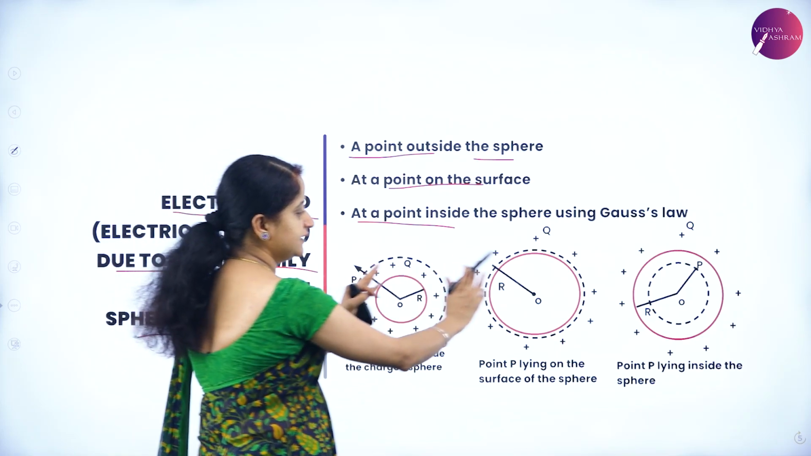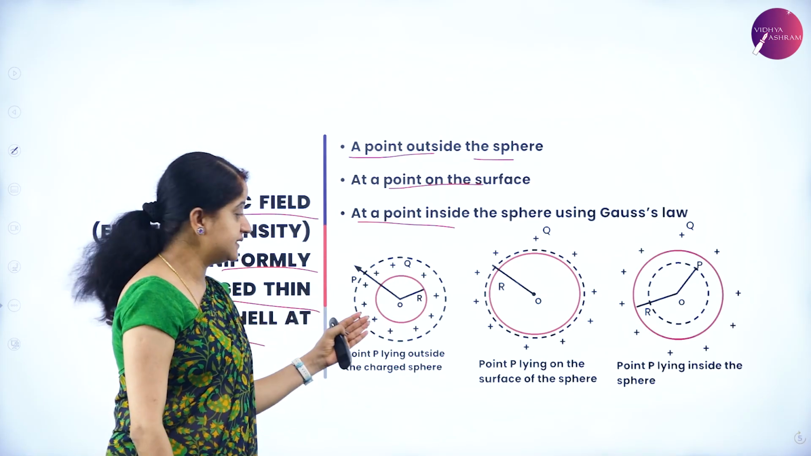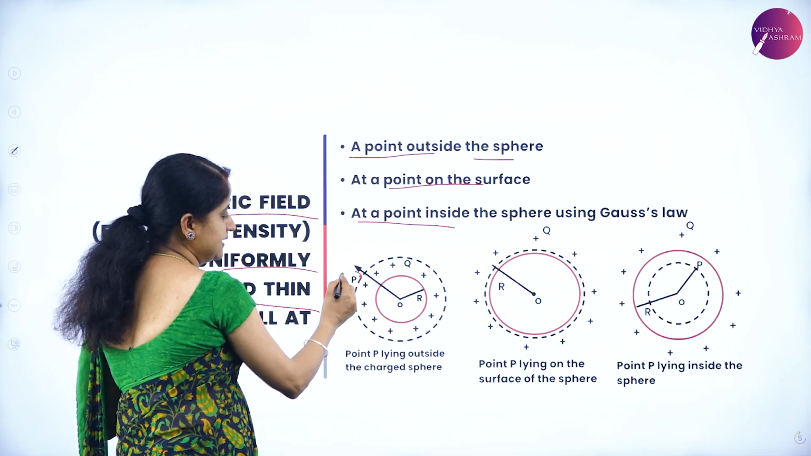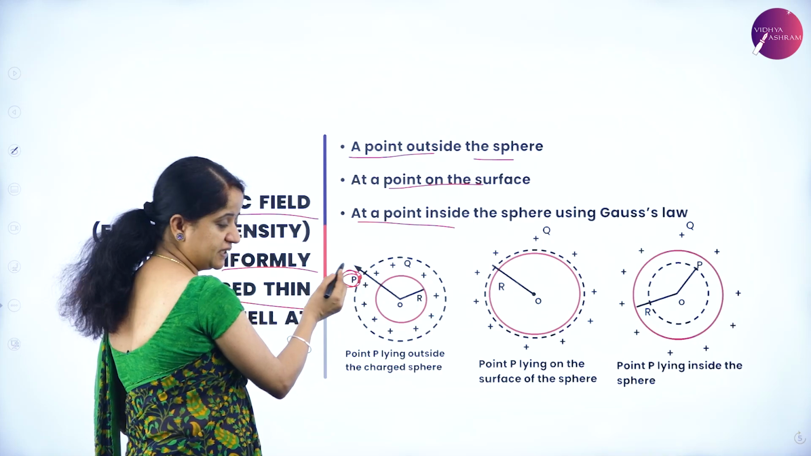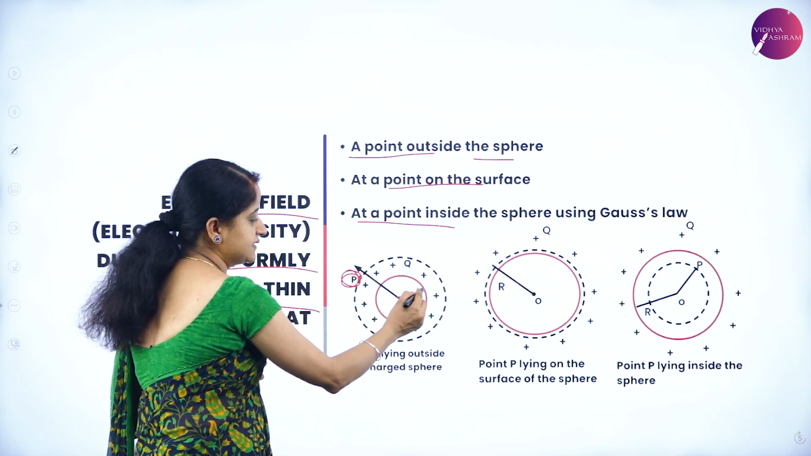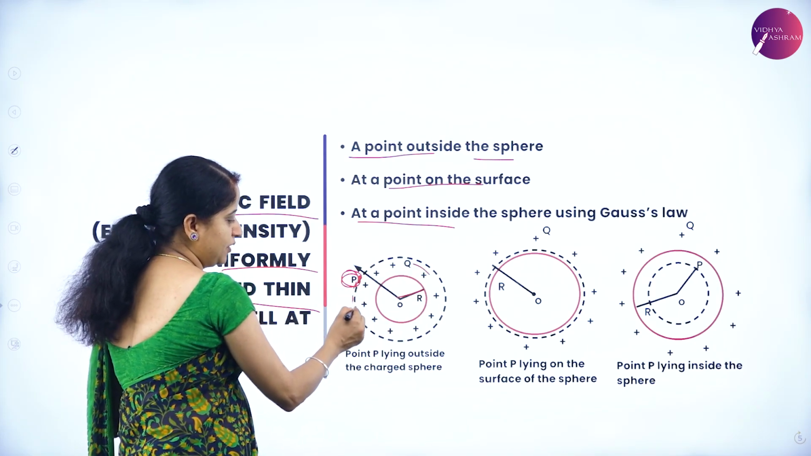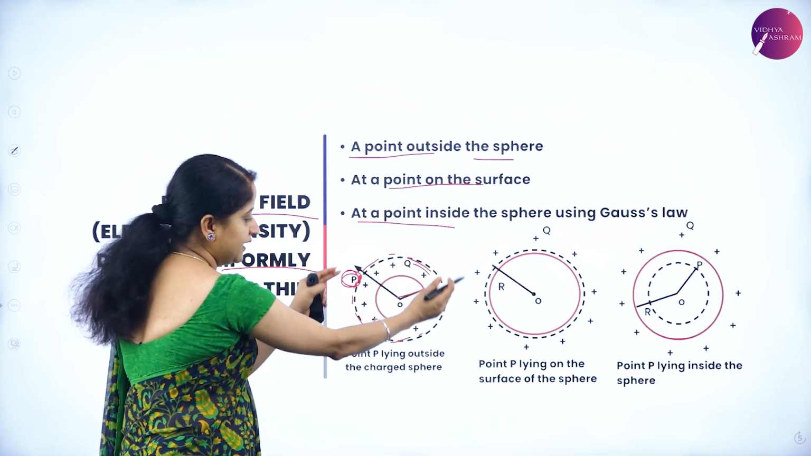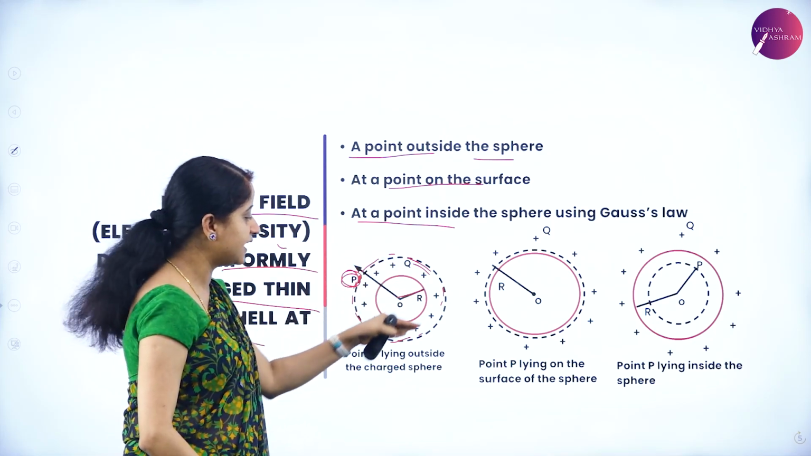So now these are the three different conditions we are taking. You can observe here we are considering a sphere as a Gaussian surface. P is a point which is outside the Gaussian surface or outside the sphere. In this condition, O is the center of the sphere, R is the radius and Q is the charge enclosed, and P is a point outside the charged sphere. You can observe the dotted lines represent the point which is outside the charged sphere.